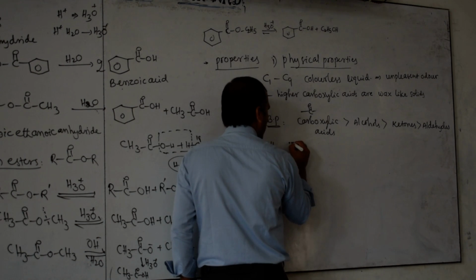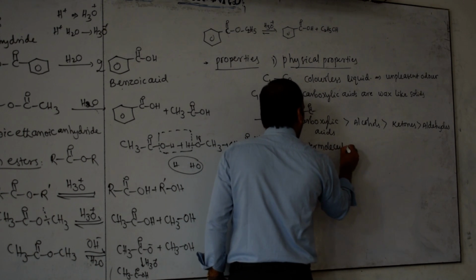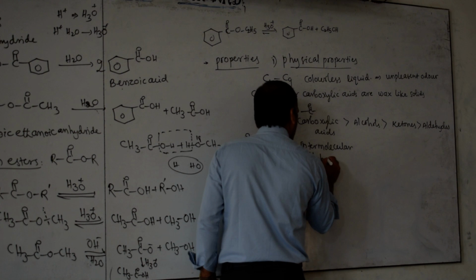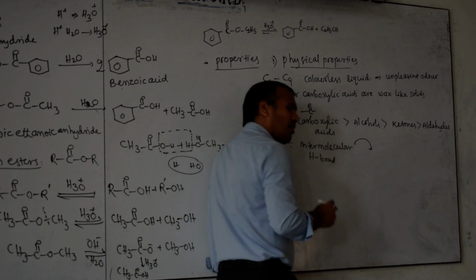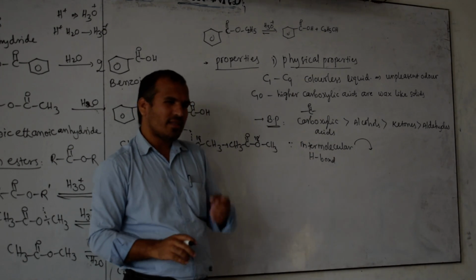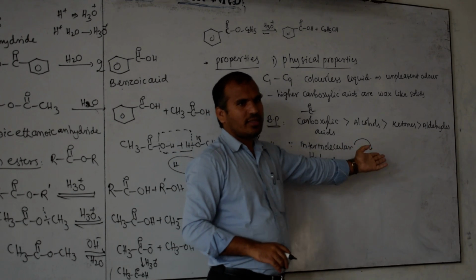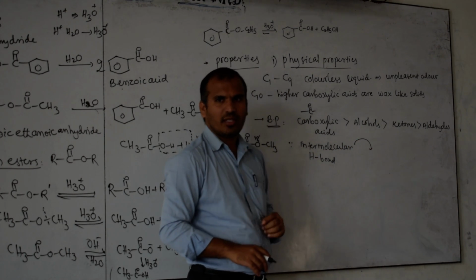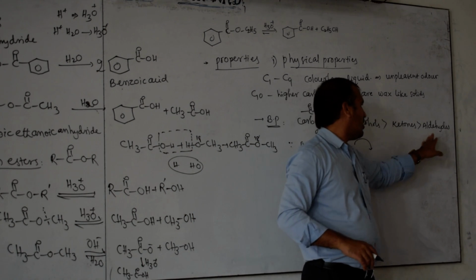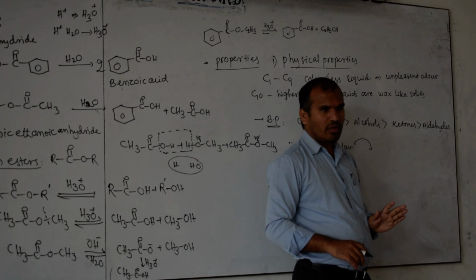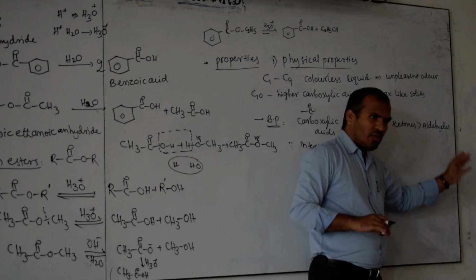The reason I am writing here is intermolecular hydrogen bond. Here also intermolecular hydrogen bond is present, in alcohol. Then you may ask the question, why is this only having the higher boiling point, and why is this having the lower boiling point? We will discuss that, don't worry. Ketones do not have hydrogen bonding. Aldehydes also do not have hydrogen bonding. But don't confuse, all these can form hydrogen bonds with water.